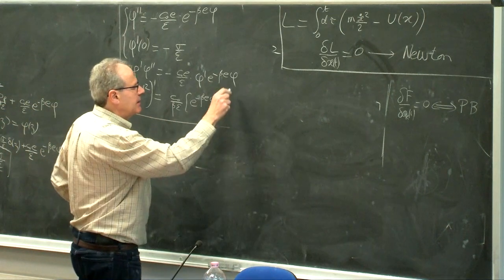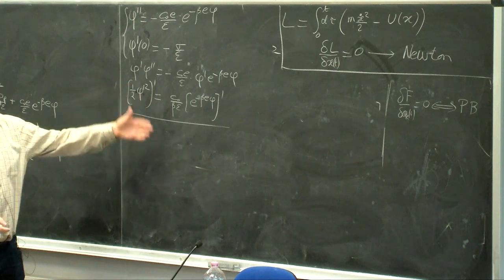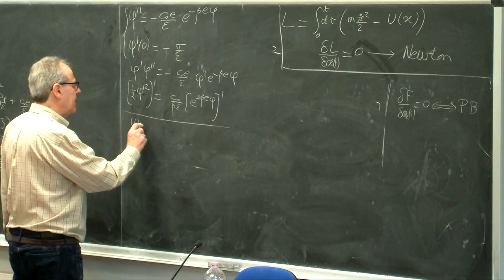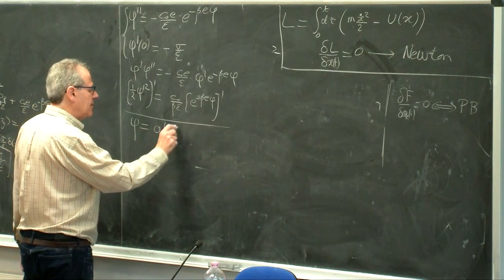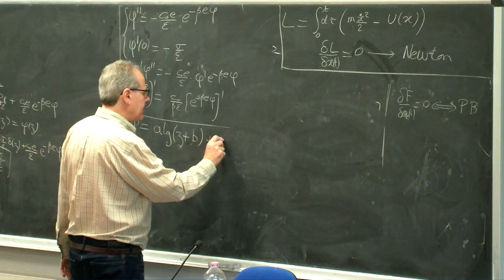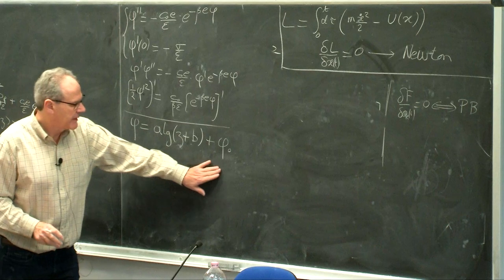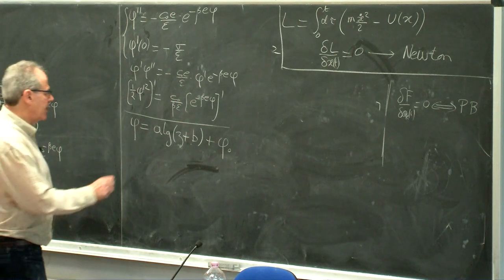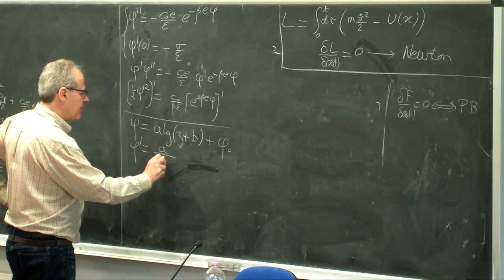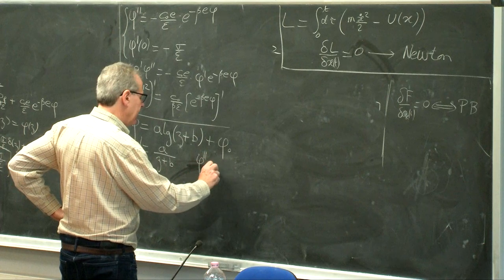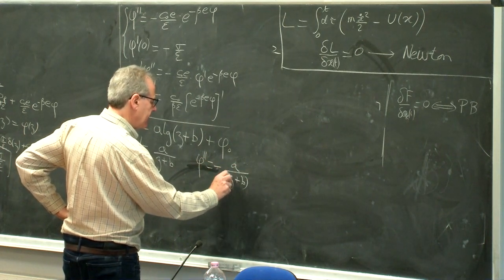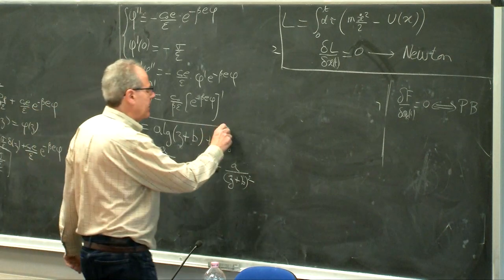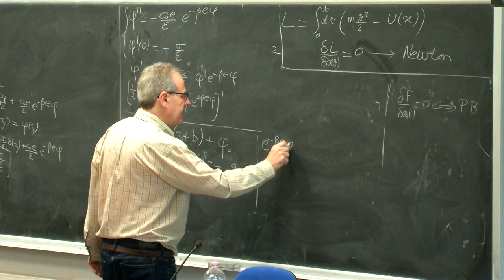Okay, so I will leave you to do that as an exercise, continue all the way through, and you will get the solution, which is of the form, you will see that phi is of the form a log z plus b plus some phi zero. So let's check that this is indeed a solution of the equation. So phi prime is a over z plus b. Phi second is minus a over z plus b square.